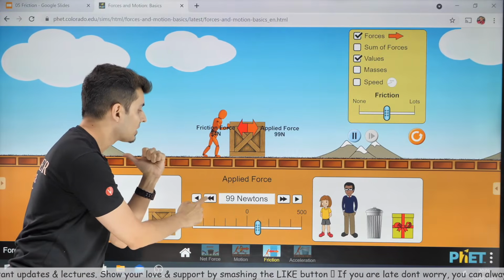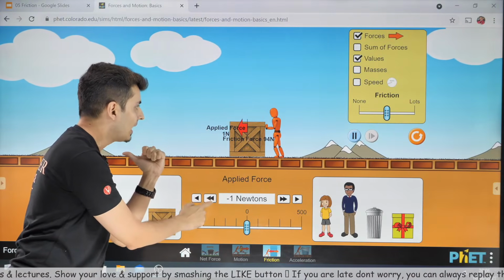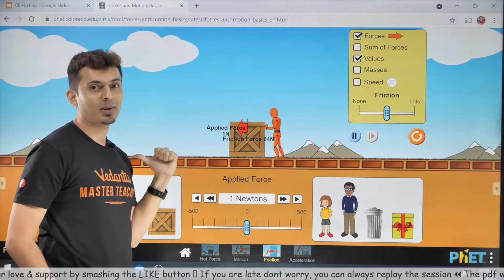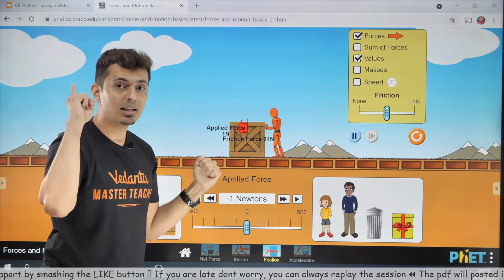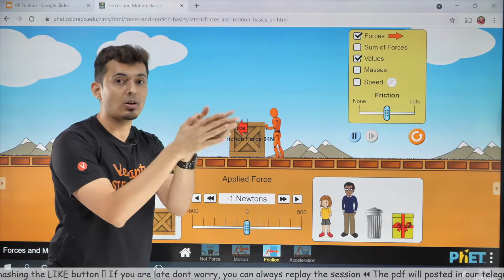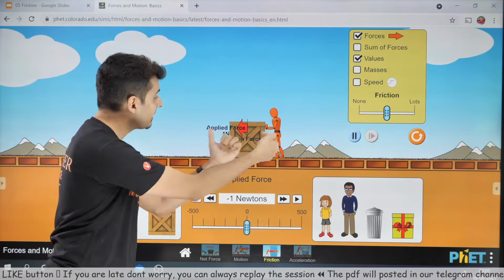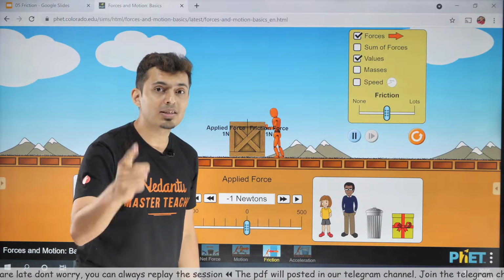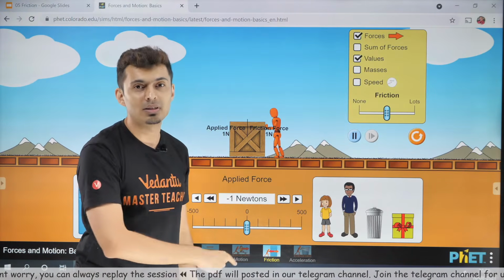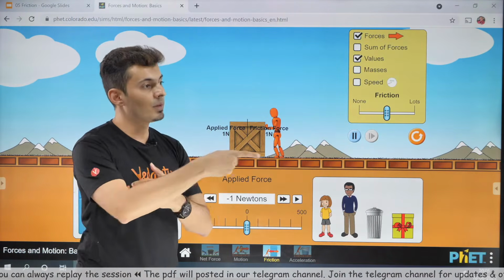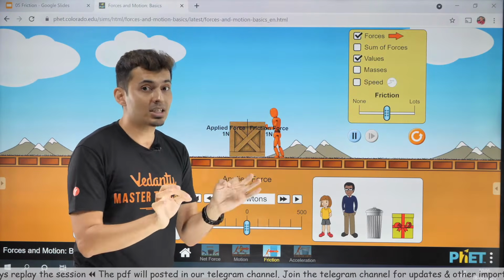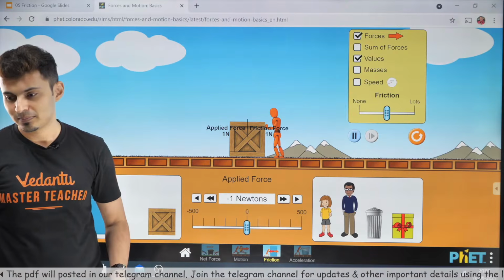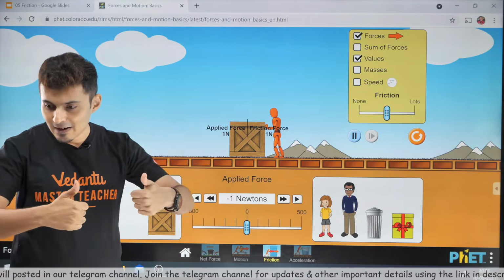Now I'll reduce, and now I'm applying the force this way. Still the friction is acting this way. So guys, friction need not be in the direction opposite to the force. It can act in the direction of force. So remember one thing, friction always opposes velocity, not the force. A lot of people remember friction is opposite to the force. Now, friction always opposes the velocity. That's how it is. Okay, clear?